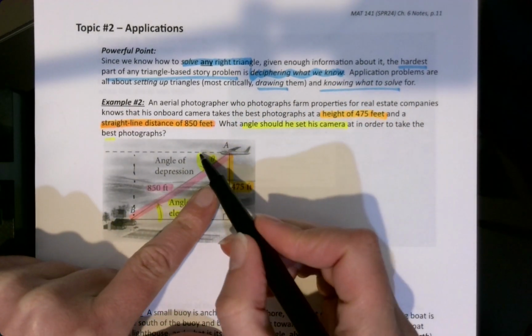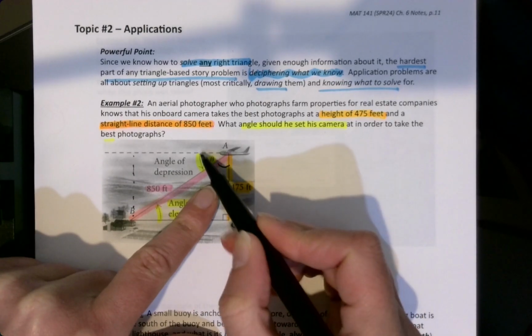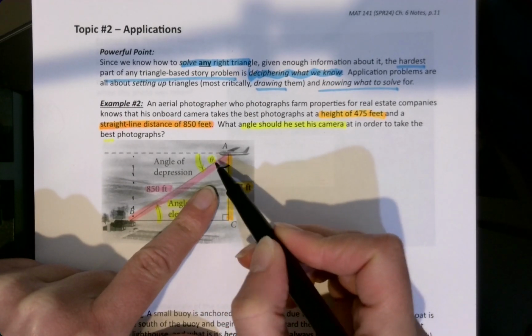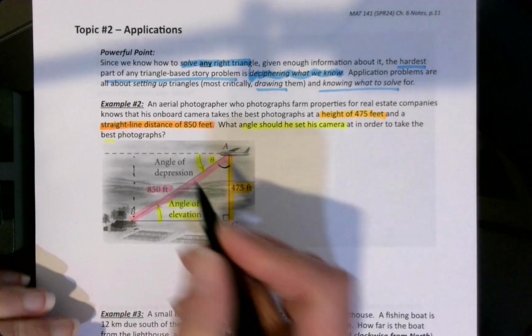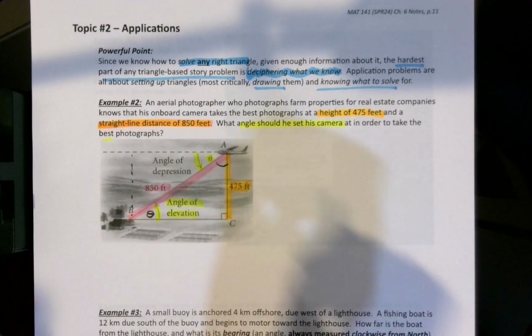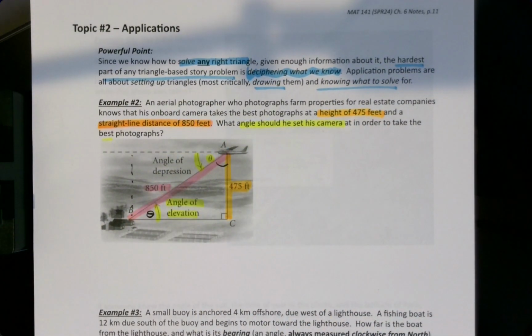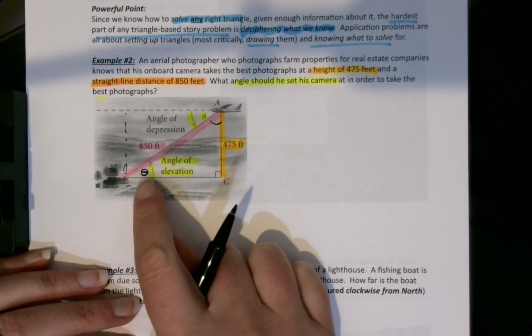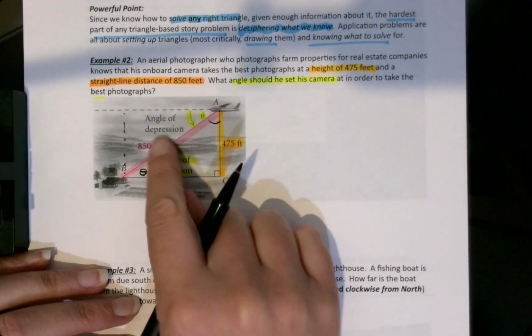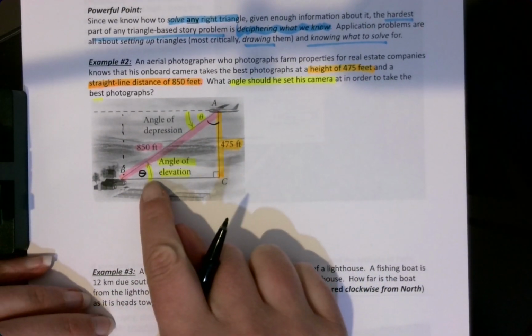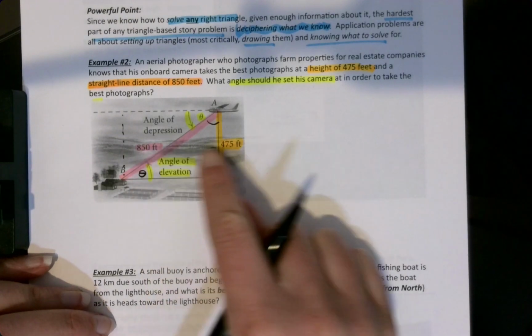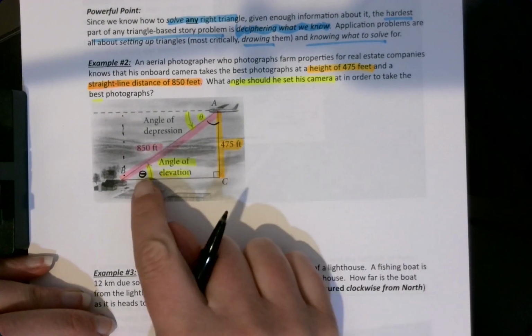The other piece is that this angle and this angle are complements. Therefore, this angle must be a complement to the same measure right here. So a couple of different ways to help us visualize how this diagram was set up. Okay, so I'm looking for this angle of theta, which is the angle of depression or elevation, however you want to think about it. And in relation to the values that I know, that's the only piece I need.